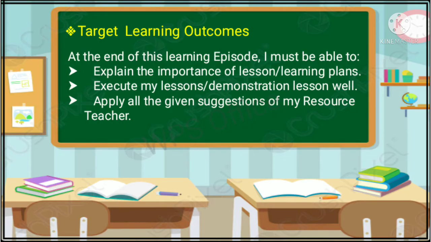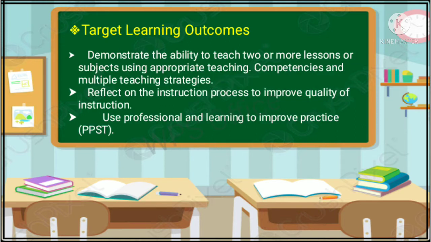Target learning outcomes. At the end of this learning episode, I must be able to explain the importance of lesson or learning plans. Execute my lessons or demonstration lesson well. Apply all the given suggestions of my resource teacher. Demonstrate the ability to teach 2 or more lessons or subjects using appropriate teaching competencies and multiple teaching strategies. Reflect on the instructional process to improve quality of instruction. Use professional reflection and learning to improve practice.